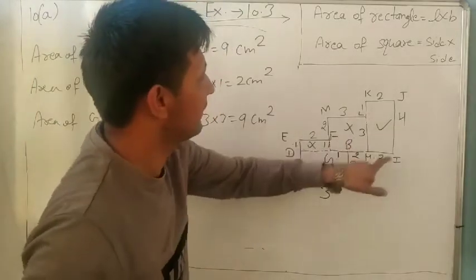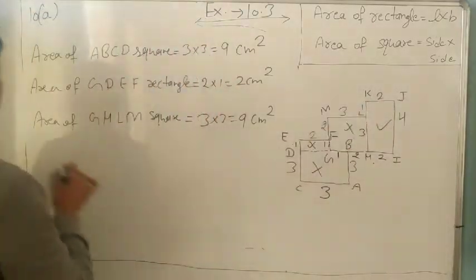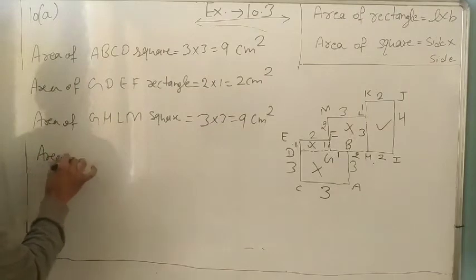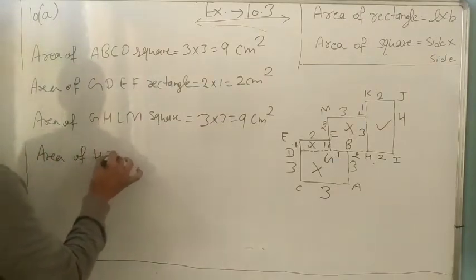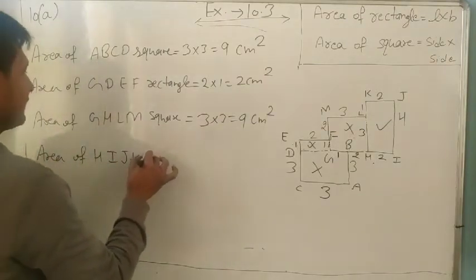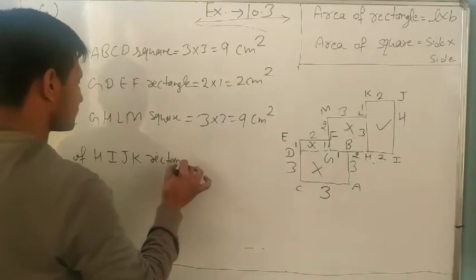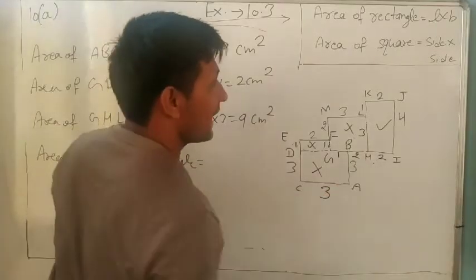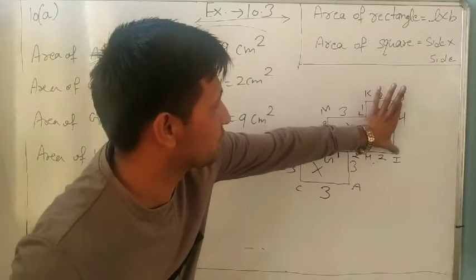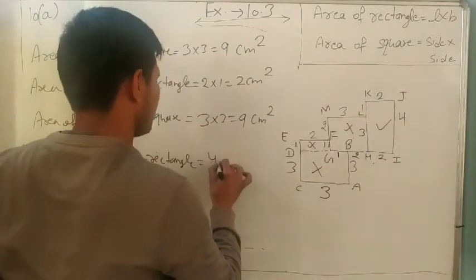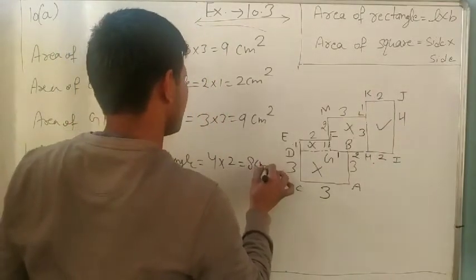Now remaining is H, I, J, K. So area of H, I, J, K rectangle. How much? Length into breadth. Its length is 4, breadth is 2. So 4 into 2 is 8 centimeter square.